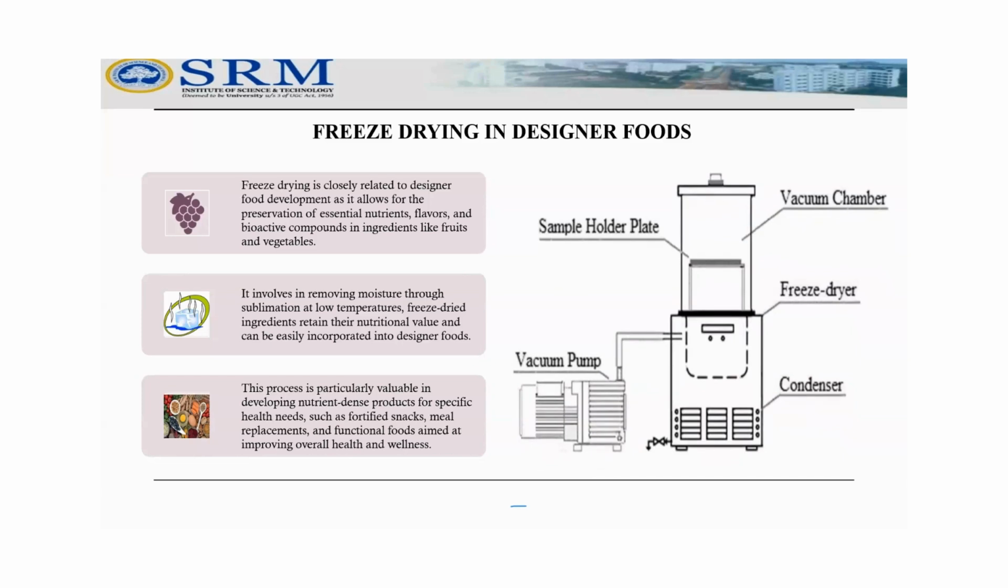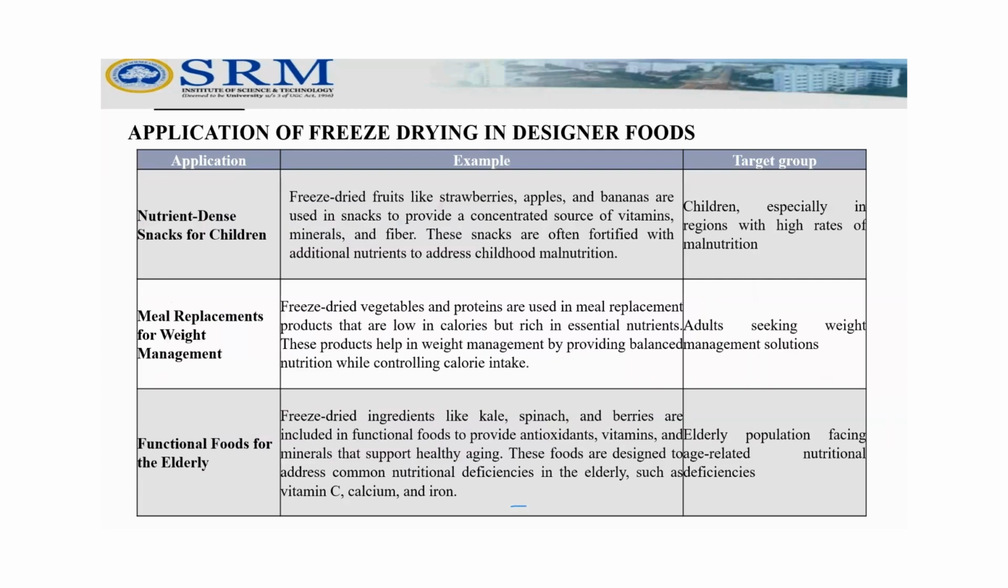The freeze dryer working will be like this. There will be a sample holding plate and a vacuum pump. Through the vacuum pump, we can maintain vacuum at a lower temperature. There is a condenser. When we keep the material inside the vacuum chamber, this low temperature at negative pressure will remove only the ice crystals. That is, sublimation happens, whereby the nutrients and other functional compounds in the food materials will be retained. So it is considered to be one of the effective techniques for designer food development, which could be used for nutrient-dense snacks for children, meal replacement for weight management, and functional foods for elderly people.